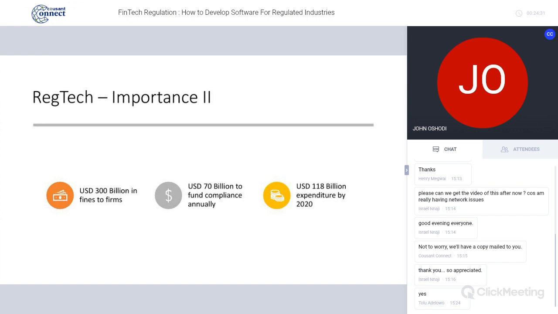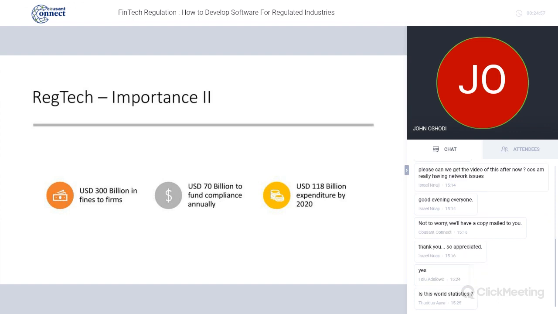Right, great. Thanks. So yes, back to the $1 billion slide. 300 billion in fines from firms, a staggering number. 70 billion to fund compliance annually. And it's expected to rise to 118 billion by 2020. That bothers me, to think that an extra $50 billion will be spent in the next 2 years. Yes, those are global statistics.